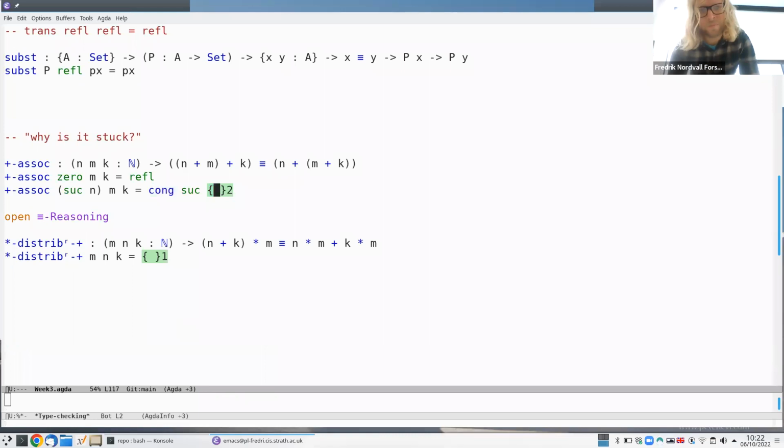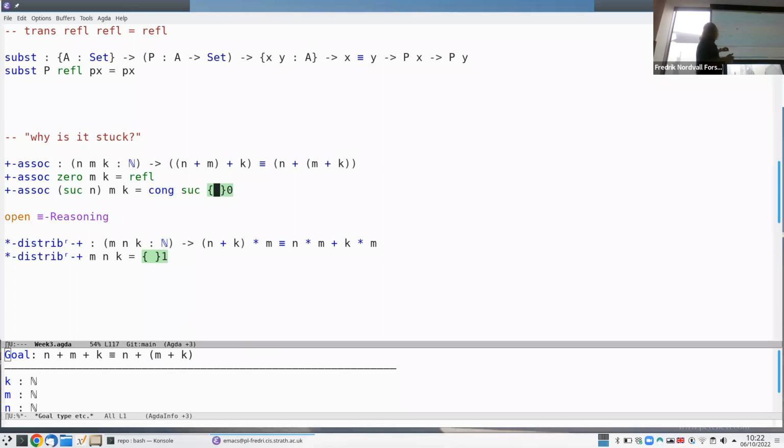Okay, and then I still have to show that something is equal to something else. But if I now look at this goal here, it looks a lot like the thing we are trying to prove overall, right? So this is just an example of me saying we do this all the time. Because here we use a recursive call and that should take care of it.